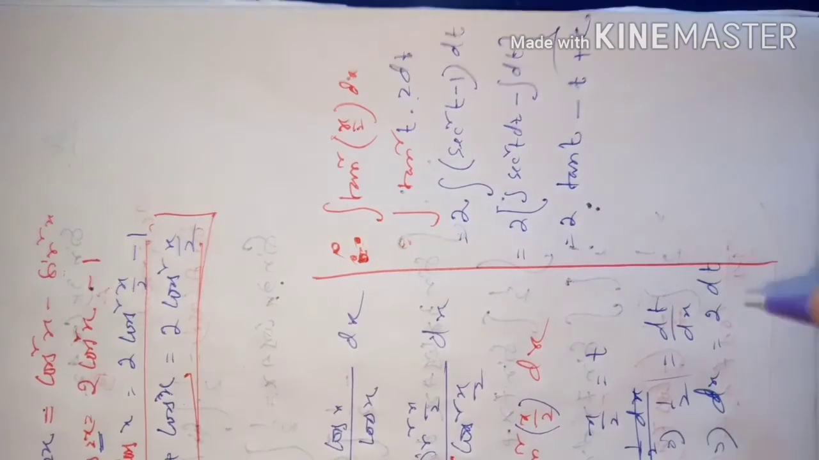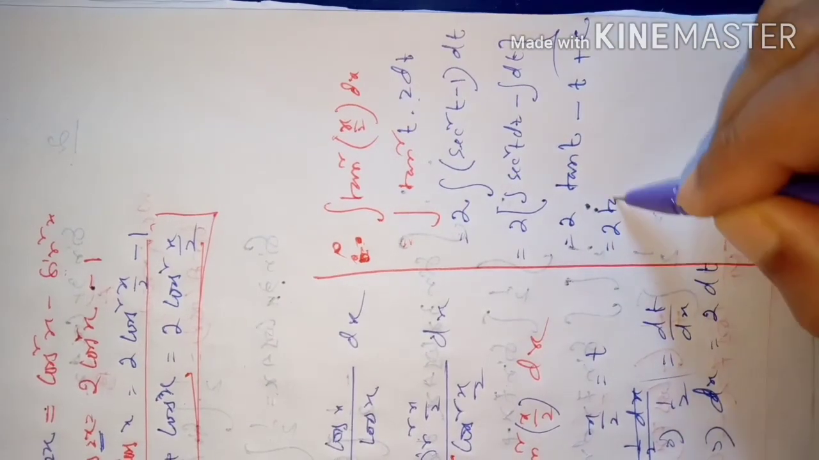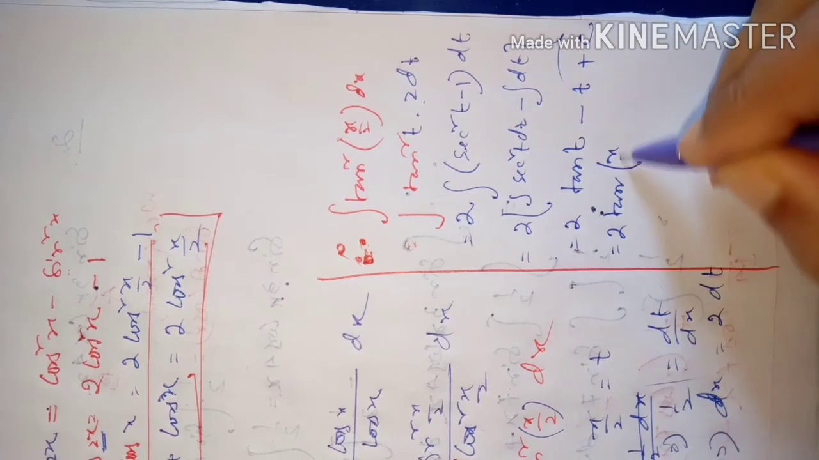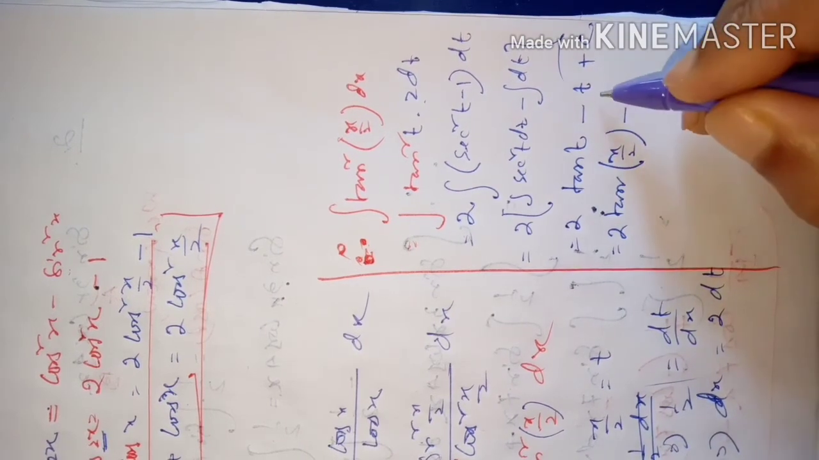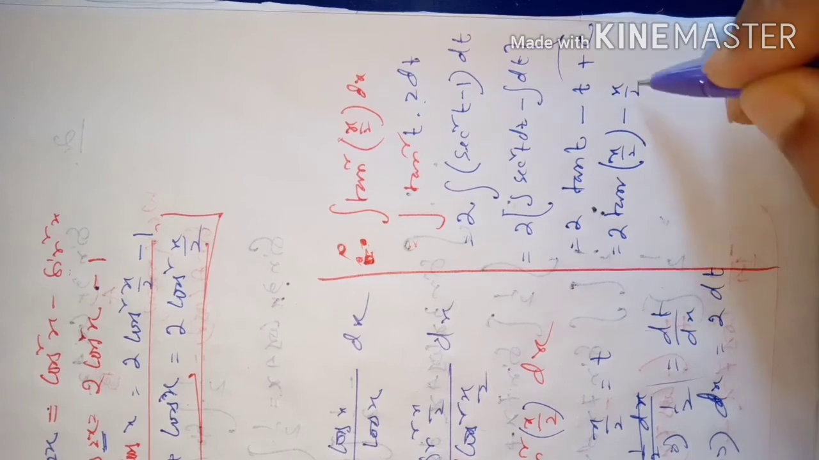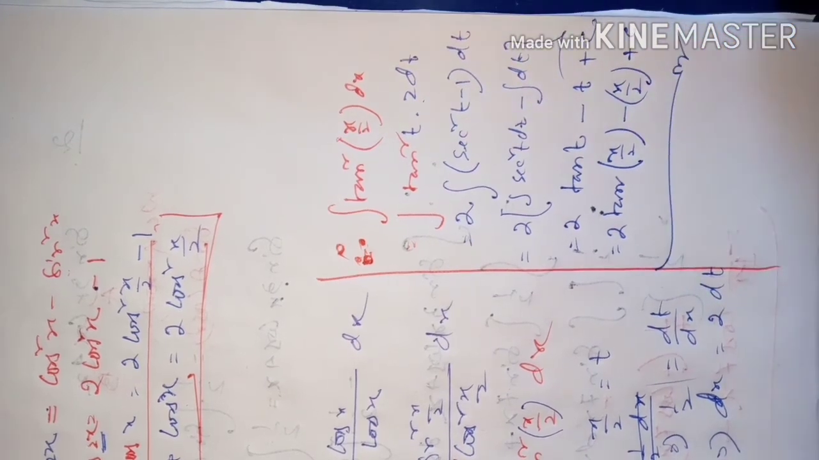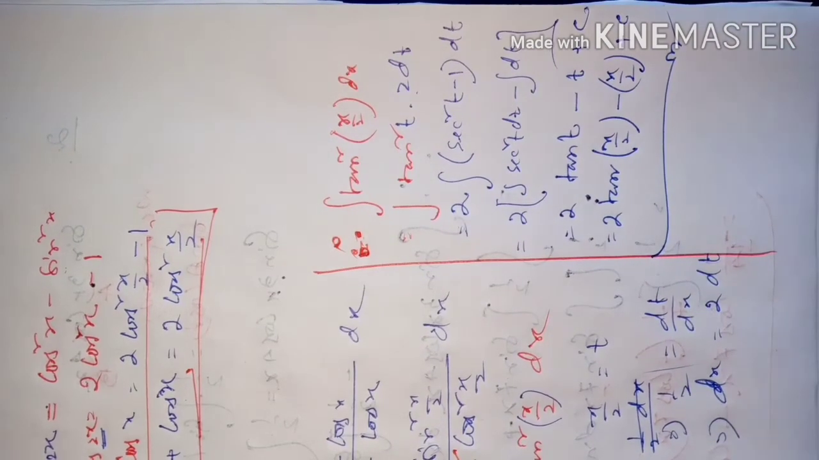So the final answer will be, dear students, twice tan t, where t stands for x by 2, minus t, t is again x by 2, plus c. This is your answer. Okay, dear students, this is the answer.